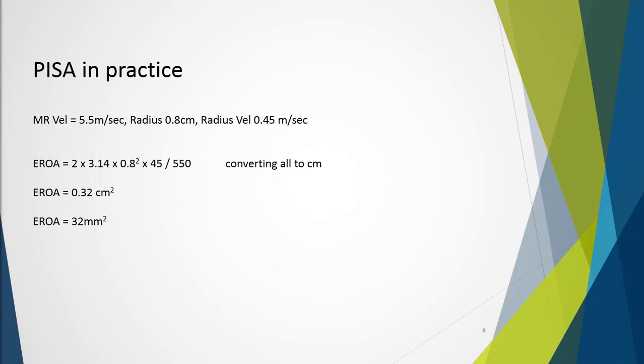So putting PISA into practice, if we had our MR velocity at 5.5 meters per second, our radius was measured at 0.8 centimeters, and the aliasing velocity where we got our radius at 0.45. We could throw it all in, convert to centimeters, and we get our effective orifice area, 32 millimeters.